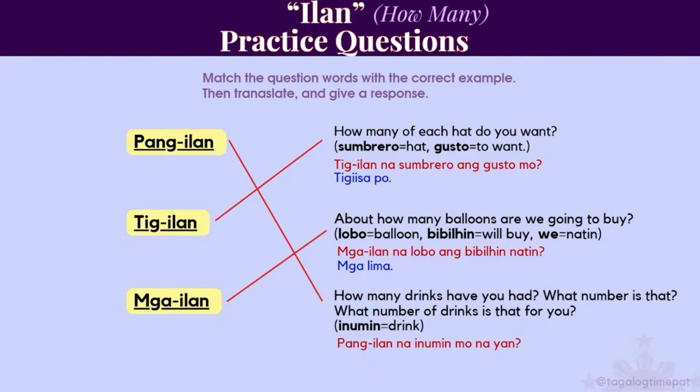How many drinks have you had? What number is this? What number of drinks is that for you? All of that is encompassed by this one question. Pang ilan na inumin mo na yan? Pang-apat na ito. This is my 4th. So do you see how that one is asking about the order of your drinks or like how many you had? And then your response is just that order. So this is the fourth. Pang-apat na ito.